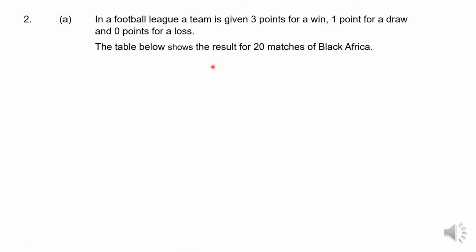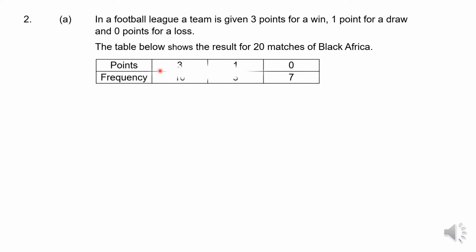Right, so the second question in that test is a football team. Now it's Black Africa, so obviously the 3 points you get for winning, 1 point you get for drawing, and no points for losing. So when you look at this table, you realize obviously they have won 10 games, 3 games they have drawn, and they have lost 7 games.